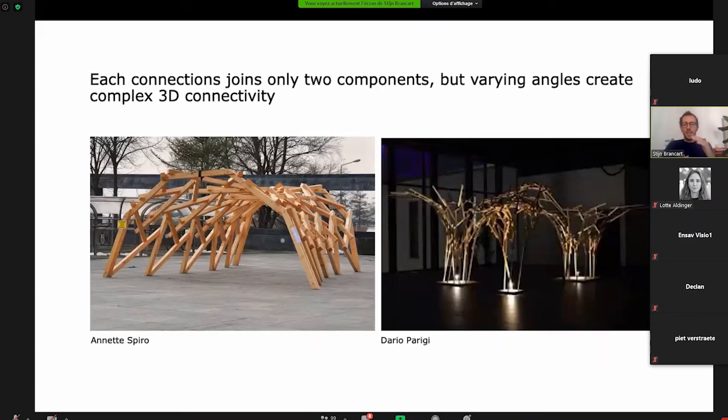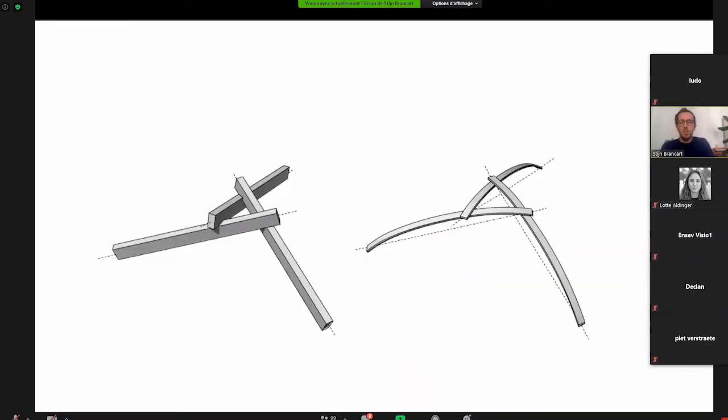But still, you have varying angles. They're overlapping at different angles in 3D. So it's not always easy to make a connection. Often you need to make inclination in different directions. And then all connections can be different. So you have to find a good way to connect them. That's why we wanted to see what happens if we use bending active, flexible components that can easily deform and then overlap, instead of making these very awkward angles at the connections.